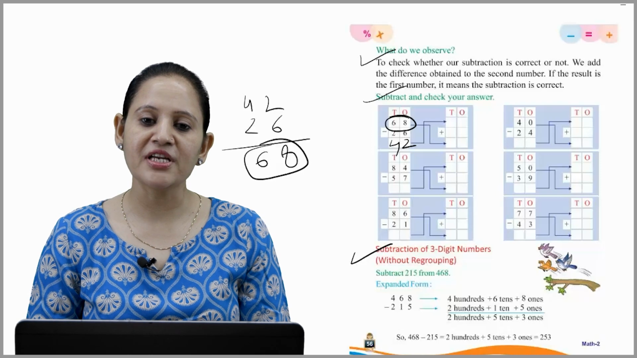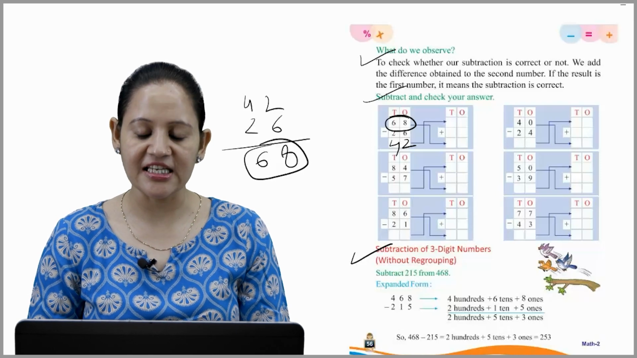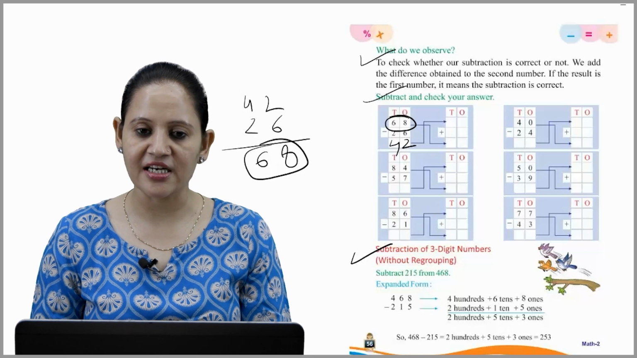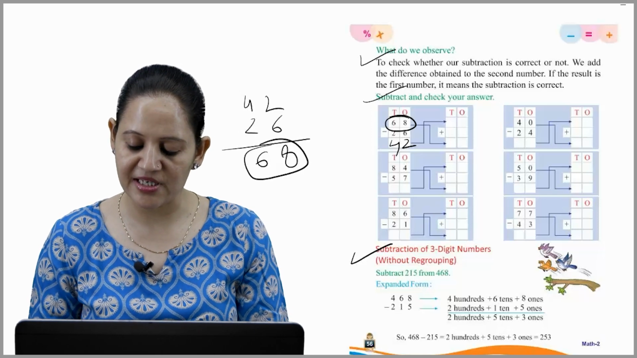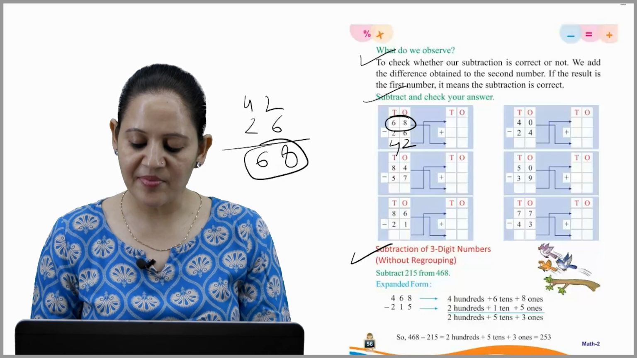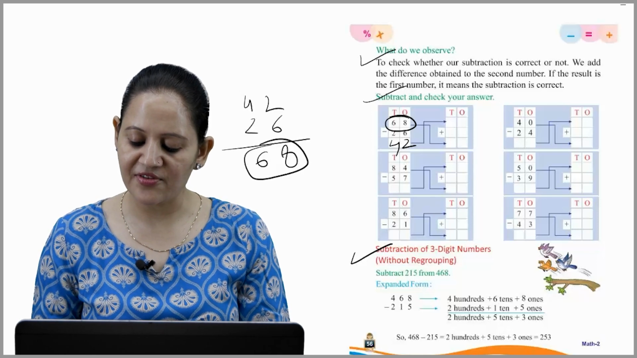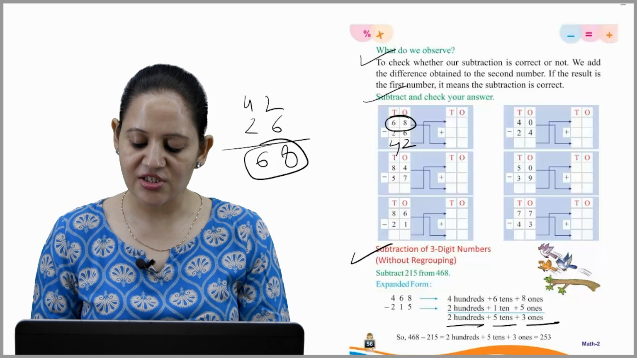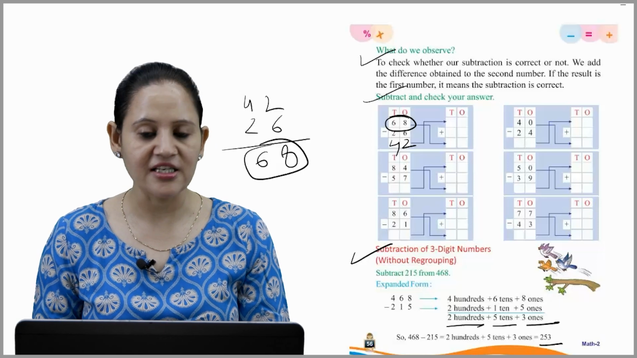Subtract 215 from 468. 468 में से 215 हमें subtract करना है. So, इस तरीके से column में arrange करेंगे. Expanded form में we can write like this. So, 8 minus 5. 8 में से 5 करेंगे, 3 ones आ गए. 6 minus 1, 5 tens. 4 minus 2, 2 hundreds. So, difference is 253. Clear?